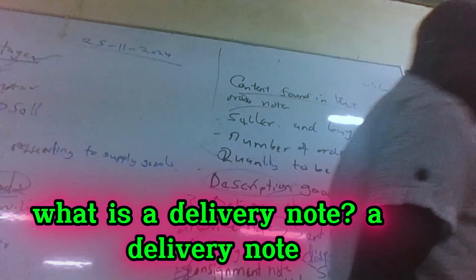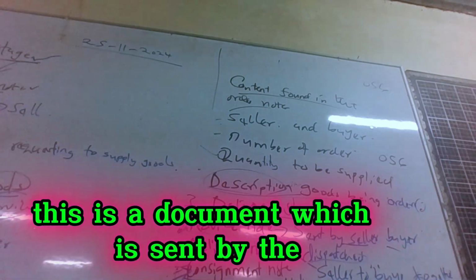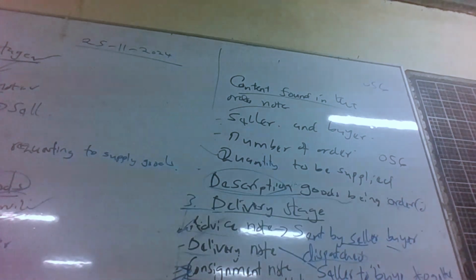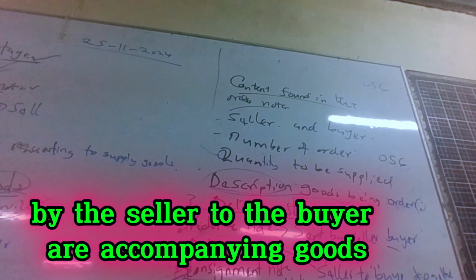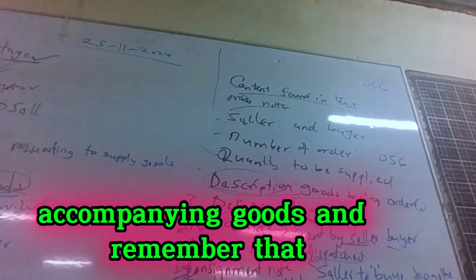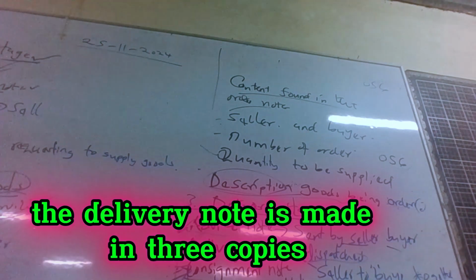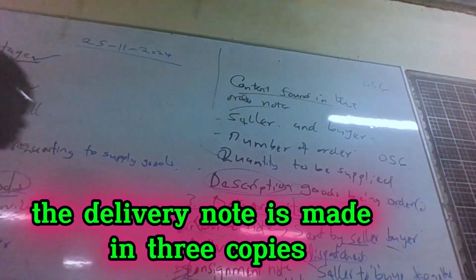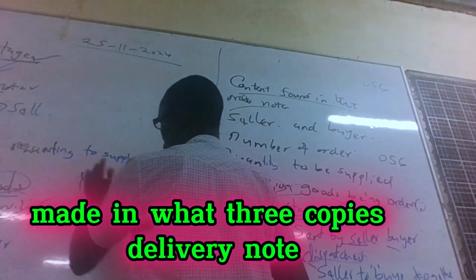What is a delivery note? A delivery note is a document sent by the seller to the buyer, accompanying goods. And remember that the delivery note is made in 3 copies.